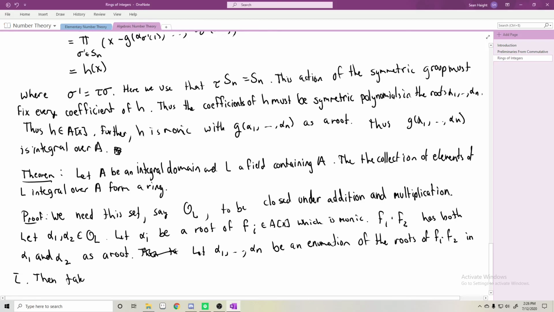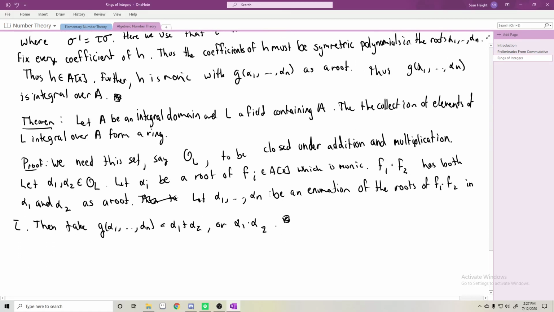Then take g of alpha 1 through alpha n just to be the sum, alpha 1 plus alpha 2. Or if you want, you could take it to be alpha 1 times alpha 2. Both work depending on whether you want to show it closed under addition or closed under multiplication. And the above corollary says that these two are both integral over A, and so they necessarily live in this ring O sub L.